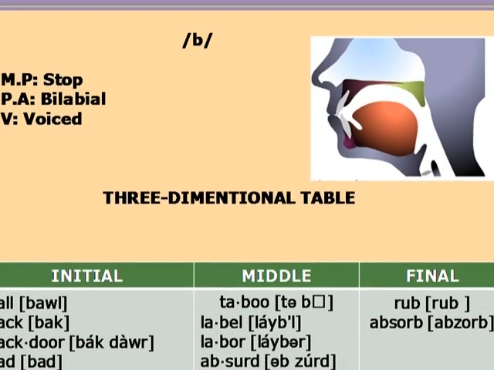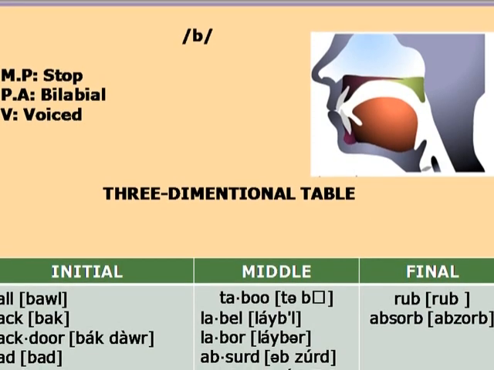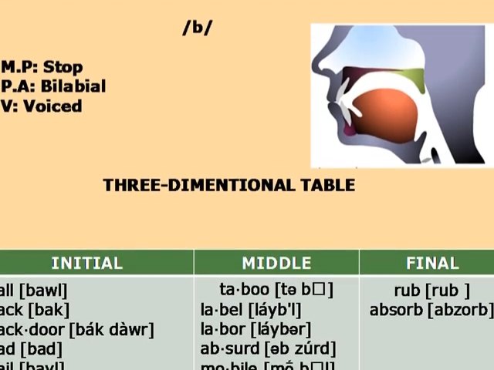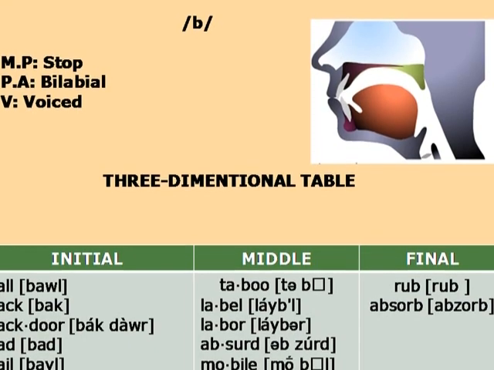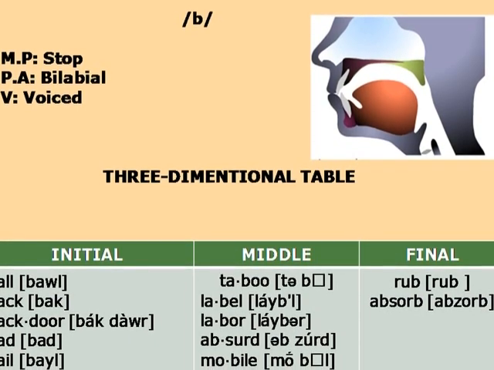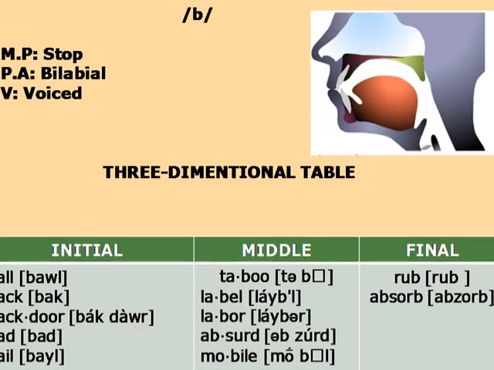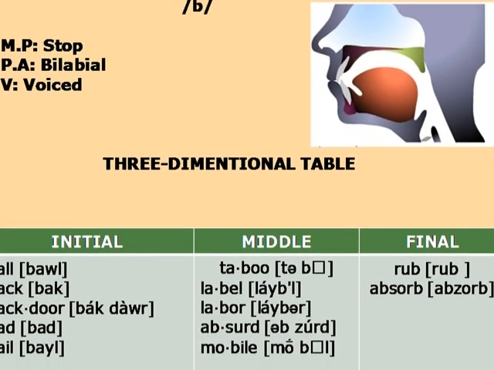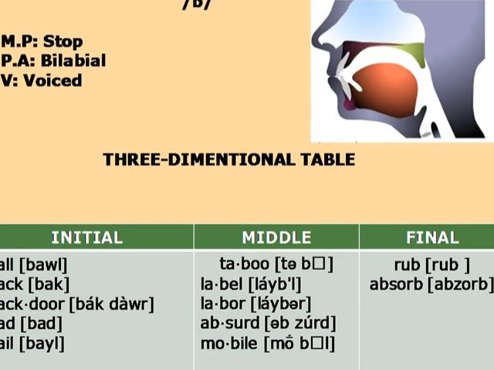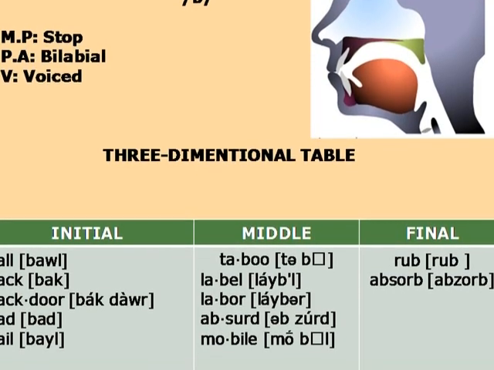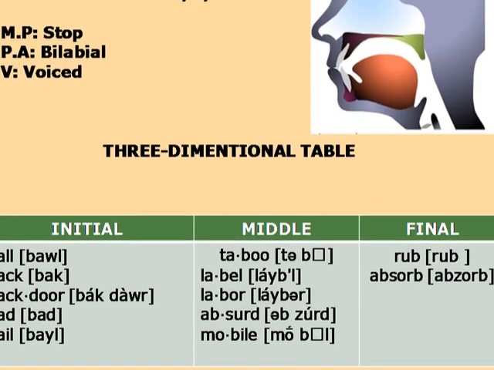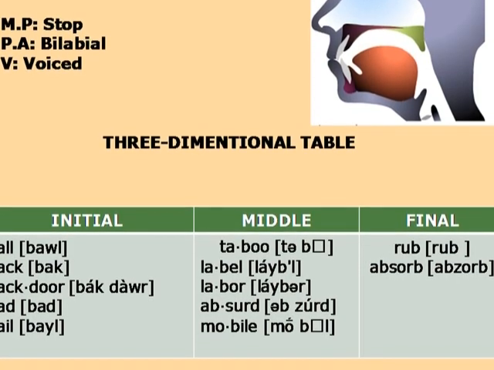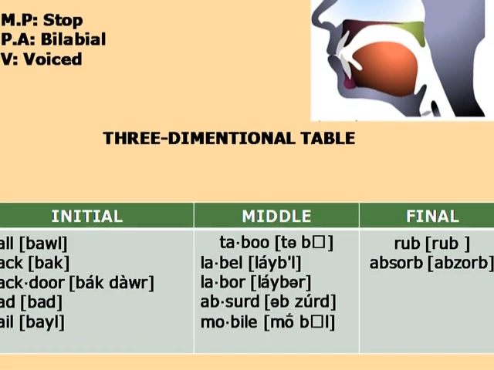Phoneme B. Its manner of articulation is stop or plosive, which means it is produced by obstructing airflow in the vocal tract. Its place of articulation is bilabial, which means it is articulated with both lips, as we can see in the picture. Its voicing is voiced, which means the vocal cords vibrate during the articulation.